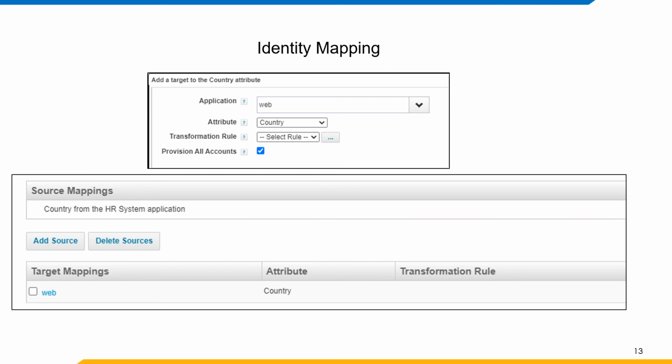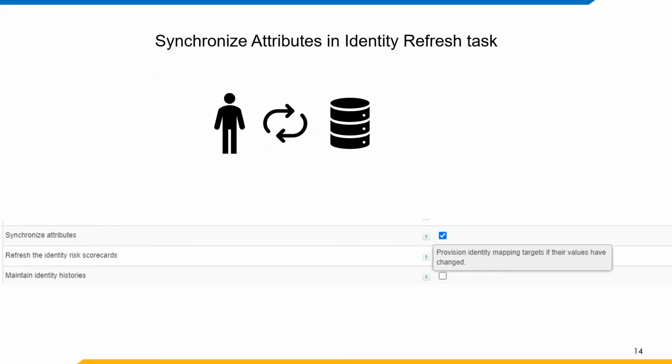Now we have to perform the identity refresh cube task. In this particular task, we have a field known as synchronize attributes. We have to check this particular checkbox. It generally synchronizes the values in the target application if there are any changes in the source application. So after performing this task, we can see the values that will be changed in the target application if there are any changes in the source application.